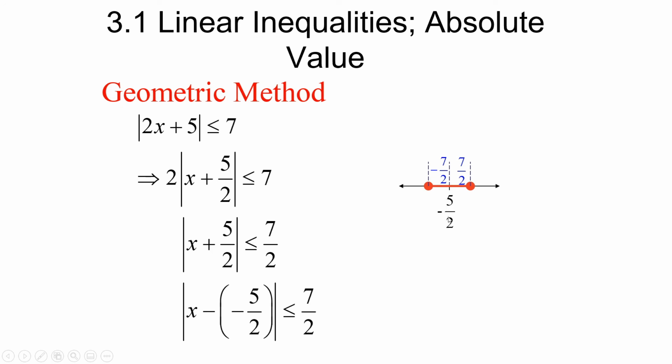Now, what value is this dot and this dot? Negative 5 halves minus 7 halves would be negative 12 over 2, which I'm going to write as a negative 6. And negative 5 over 2 plus 7 over 2 would be 2 over 2, which I'm going to write as a 1. So there's my perfect graph right there. And now let's go ahead and write the double inequality. So negative 6 is less than or equal to x, and x is less than or equal to positive 1.